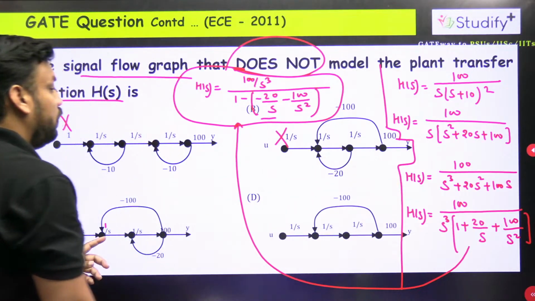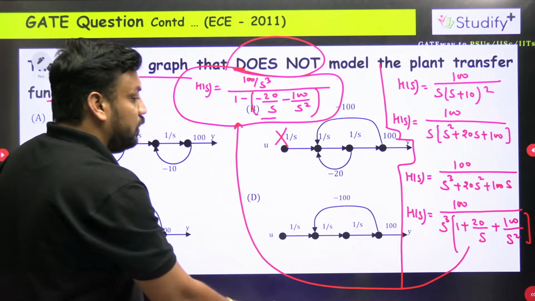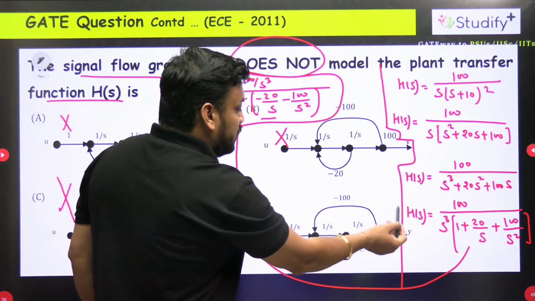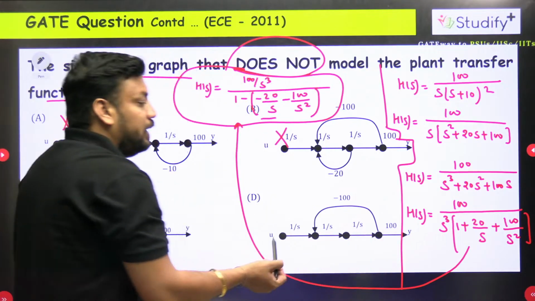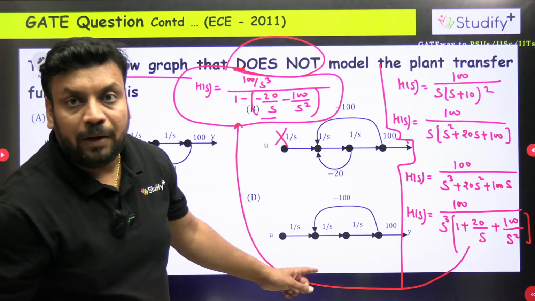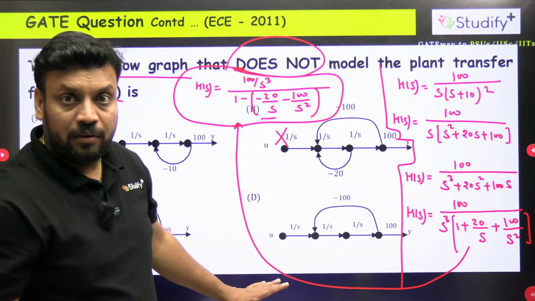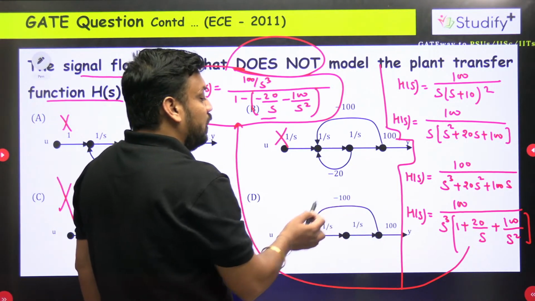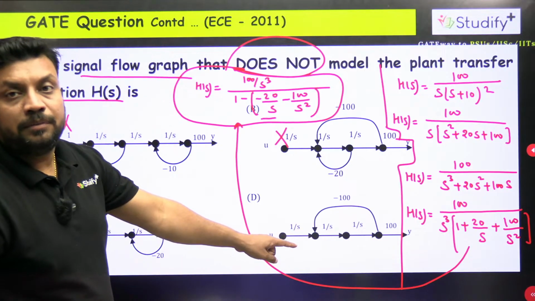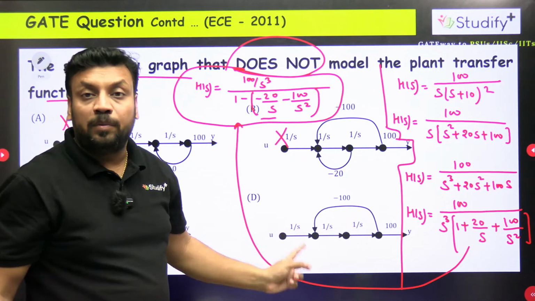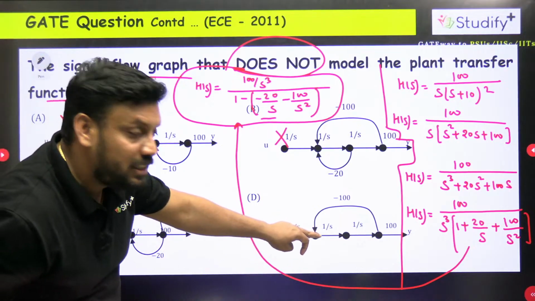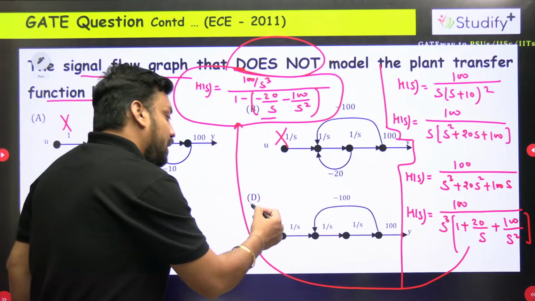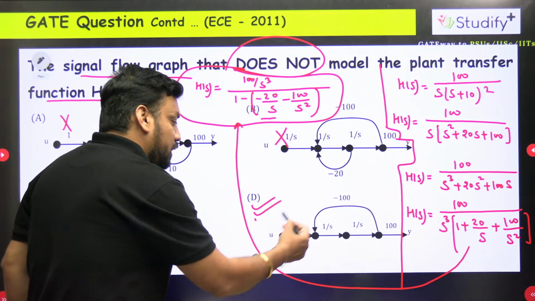Now tell me. Option number D for Delhi. Option number D for Delhi means 1 by s, 1 by s, 1 by s, 100. So is this 100 by s cube? Is this forward path 100 by s cube satisfied? And talking about loop gain, minus 100 by s square loop gain also satisfied. But here we are missing minus 20 by s. The loop gain is not there. So it means this SFG does not model that plant transfer function. It means the correct answer is option number D for Delhi.